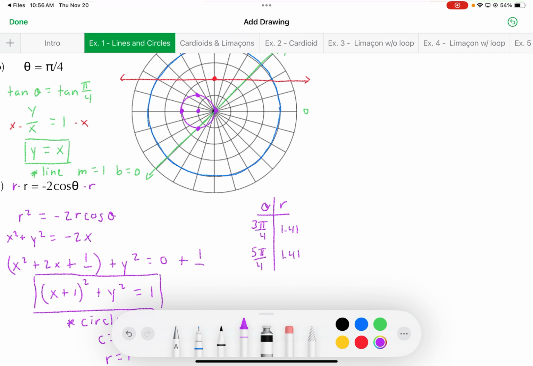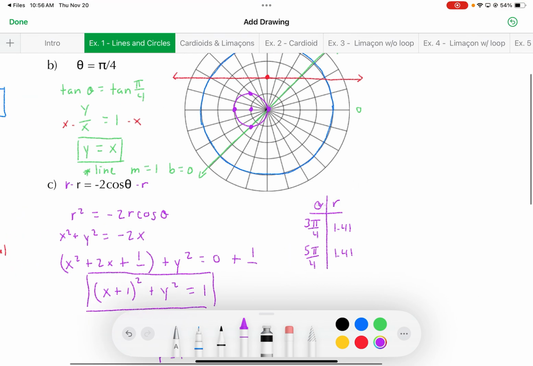Did I have to use 3 pi over 4 and 5 pi over 4? Could I use other angles in quadrant 2 or quadrant 3? Absolutely. The more angles you plug in, the better. Questions on any of those examples?